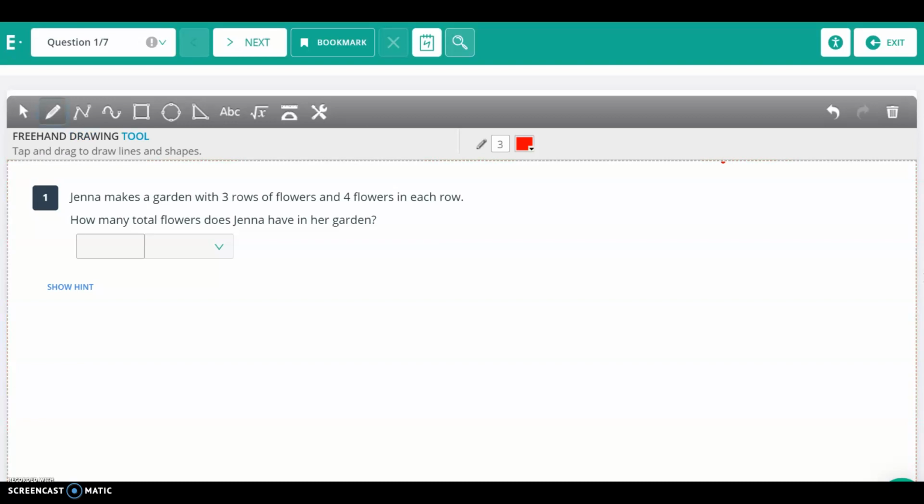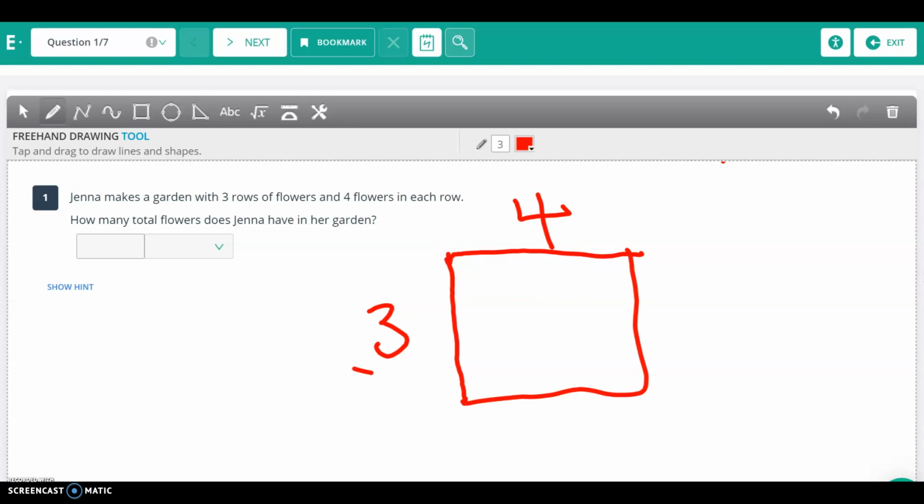Now our word problem says Jenna makes a garden with 3 rows of flowers and 4 flowers in each row. How many total flowers does Jenna have in her garden? So I'll draw, we have 3 rows and we have 4 flowers in each. I have my length and my width. To find the area, I can multiply my length times my width.